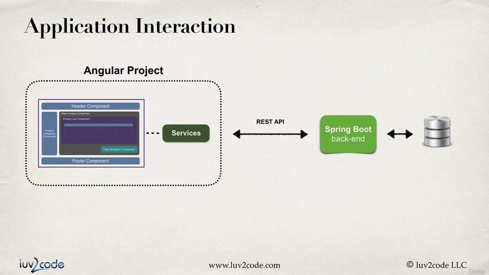All right, so Angular is the front-end development. Spring Boot can be your back-end development. All of this together makes up a full stack application architecture.